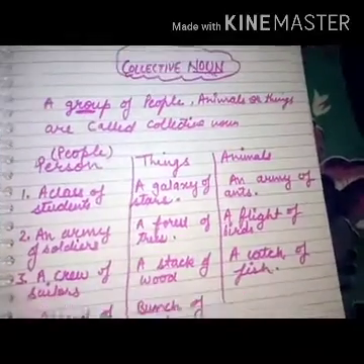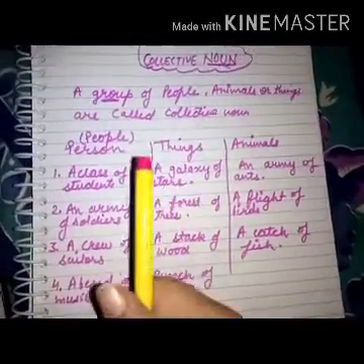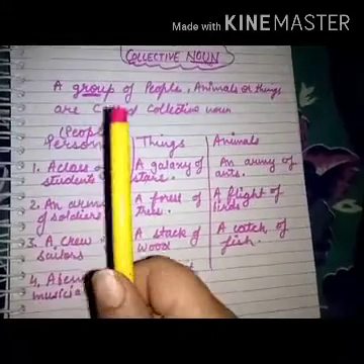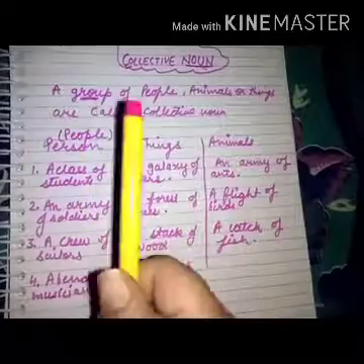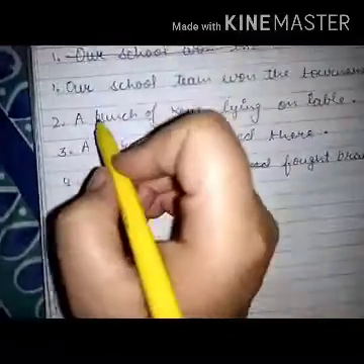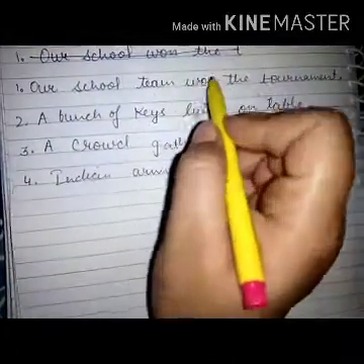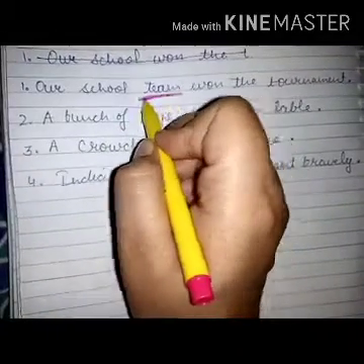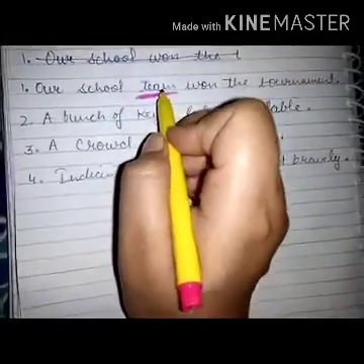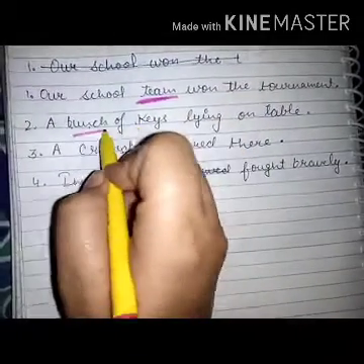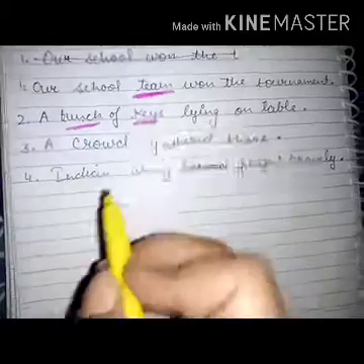A group of people, animal or things are called collective noun. Collective noun depends on group. Now we will see some examples. Our school team won the tournament. Team is a collective noun. A bunch of keys.